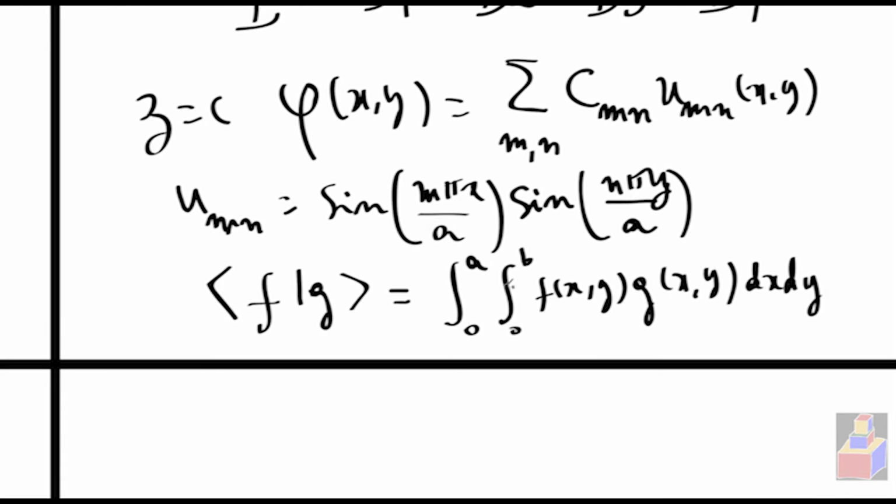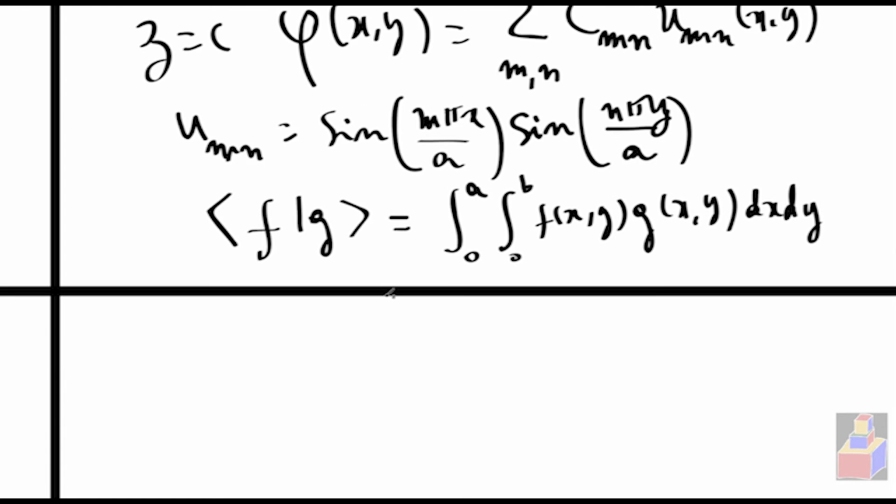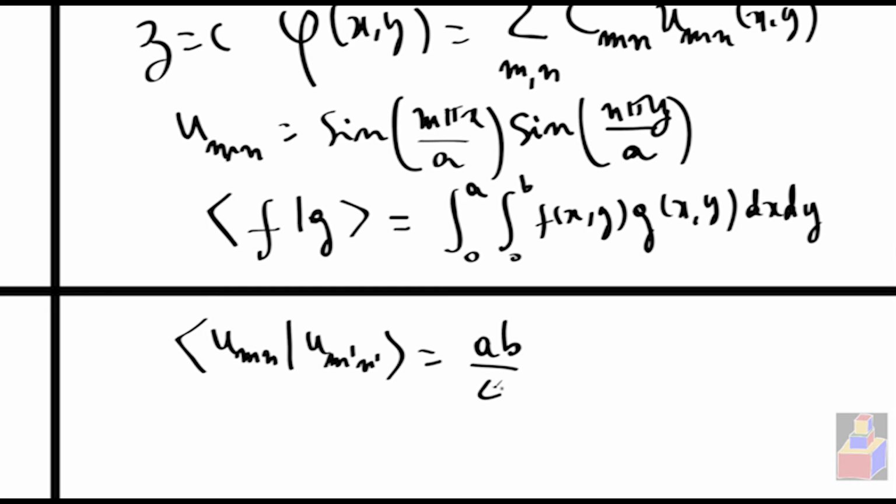Again, our functions have w equal to 1, so we don't have another weight function here. This is the area element in the xy plane. So you see that u_mn and u_m'n' have a well-defined orthogonality property, which is something like this. It's just a generalization.